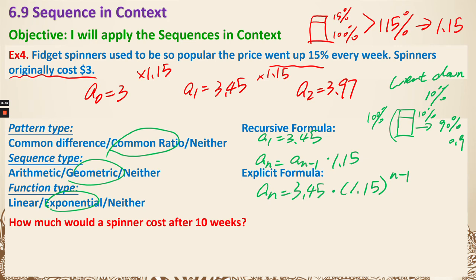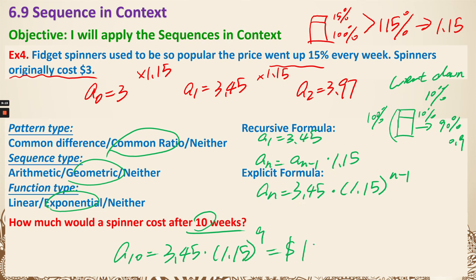How much would a spinner cost after 10 weeks? That means we're looking for a sub 10. So 3.45 times 1.15 to the 10 minus 1 power, which is basically to the 9th power. That is going to give us $12.14.